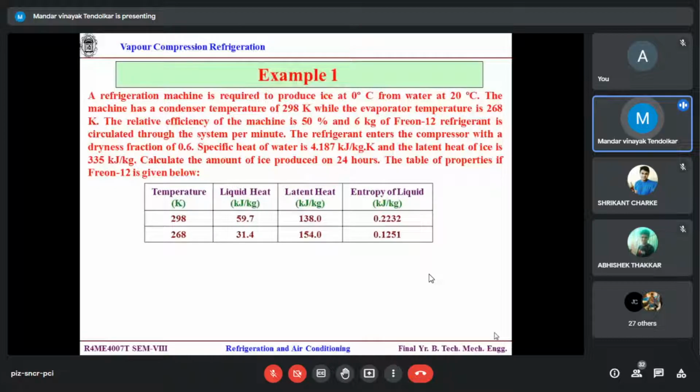The refrigeration machine is required to produce the ice at 0 degrees Celsius from the water at 20 degrees Celsius. So this should make it clear in your mind that water 20 to water 0 to ice 0. Okay. Sensible heat rejection and then latent part. Fine.